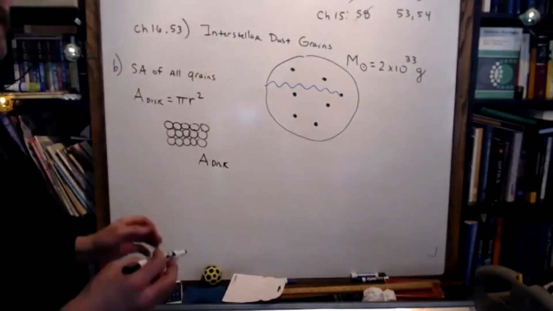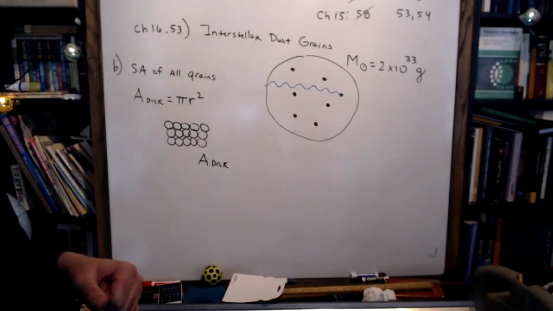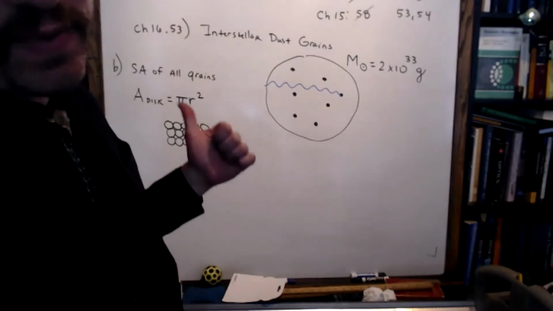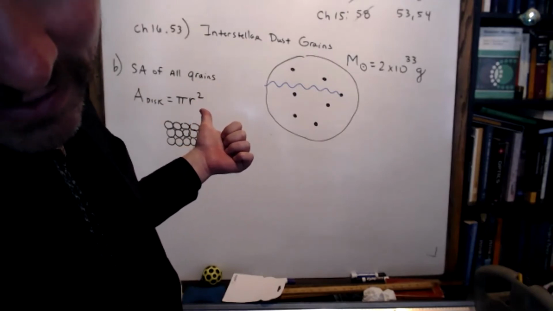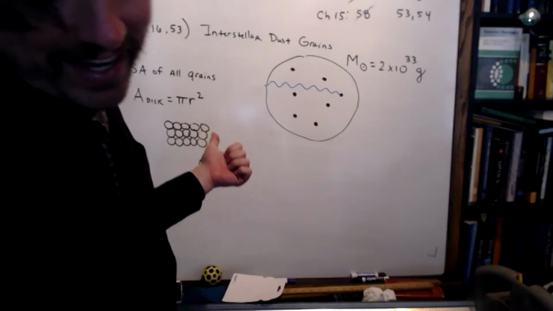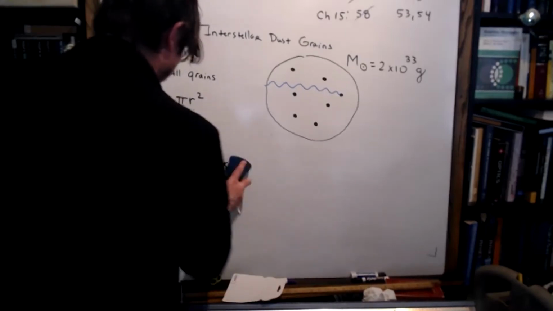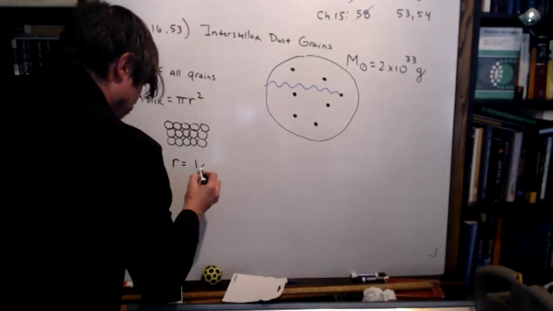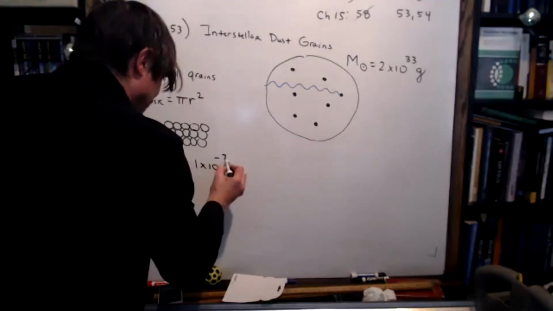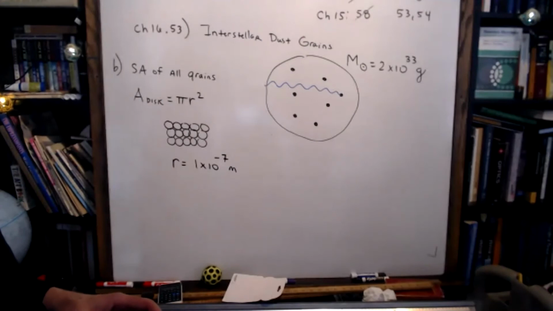However, they want it in square light years, correct? So I think that means we have to convert the radius of a dust grain to light years, which is kind of ridiculous, right? That's pretty stupid, but all right, let's go ahead and do that. So the radius of a single grain was it 1 × 10⁻⁷ meters? Is that what the given was, Elijah?